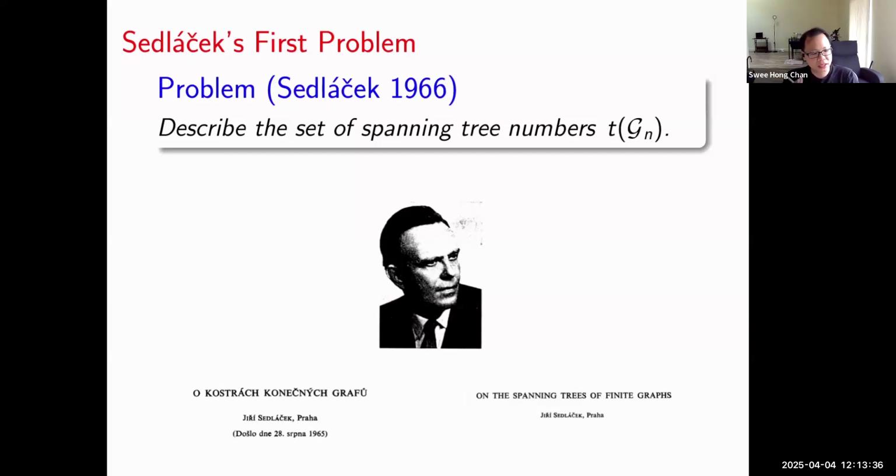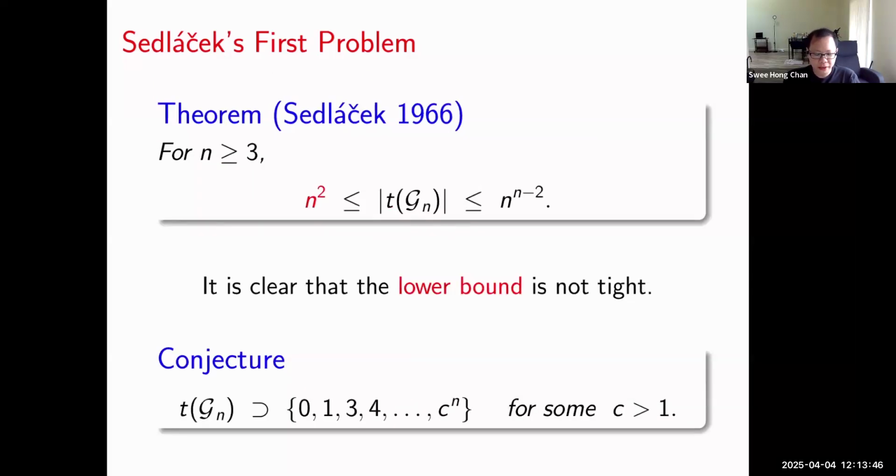He's interested in what is the size of this set, what is the smallest element, largest element, what is the density of the set. And in particular, he proved the following result. He showed that for n greater than or equal to 3, the size of T(G,n) is bounded from above by n to the power of n minus 2. This is because of Cayley's formula, the number of spanning trees is at most n to the power of n minus 2. And bounded from below by n squared.